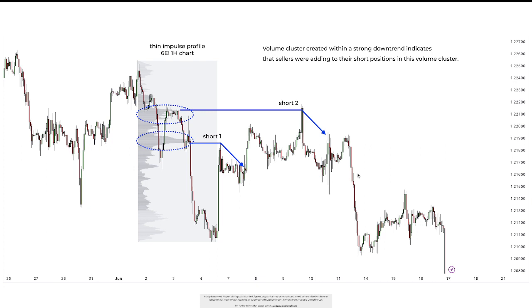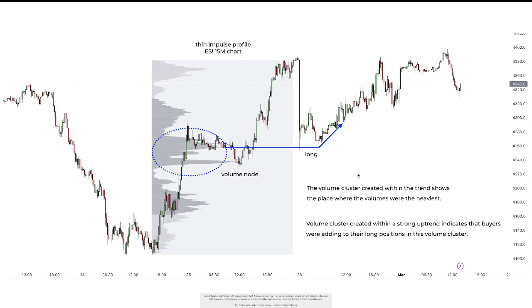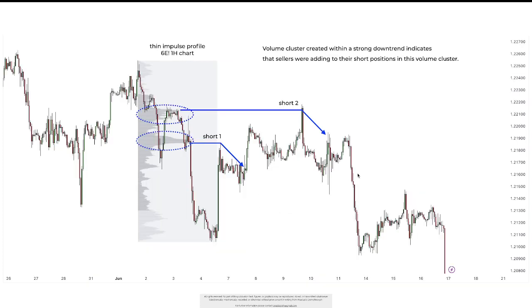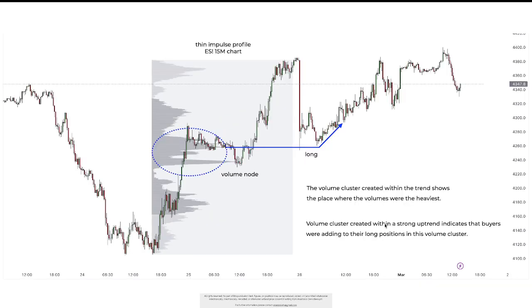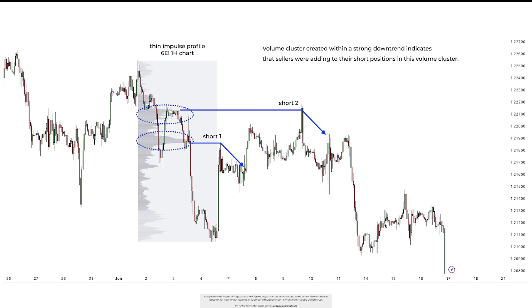And I especially took two different instruments. The first one was a mini S&P 500. The second one was 6E, which is Euro futures, right here. So we see that the price beautifully rejected both on stock index futures and currency futures as well. So it works for every single instrument.